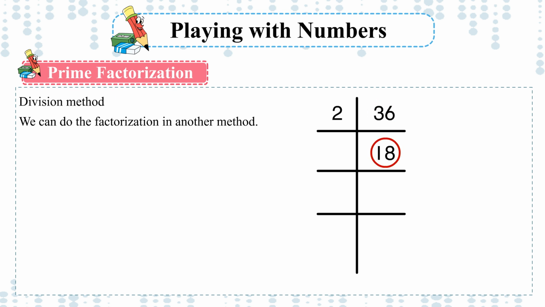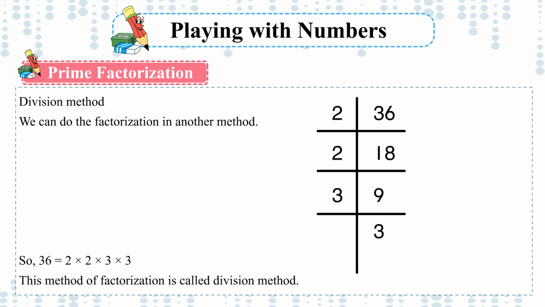Next is 18. The smallest prime number that divides 18 is 2, and 2 multiplied by 9 is 18. Next is 9. The smallest prime number that divides 9 is 3, and 3 multiplied by 3 is 9. So, 36 is equal to 2 multiply 2 multiply 3 multiply 3. This method of factorization is called the division method.